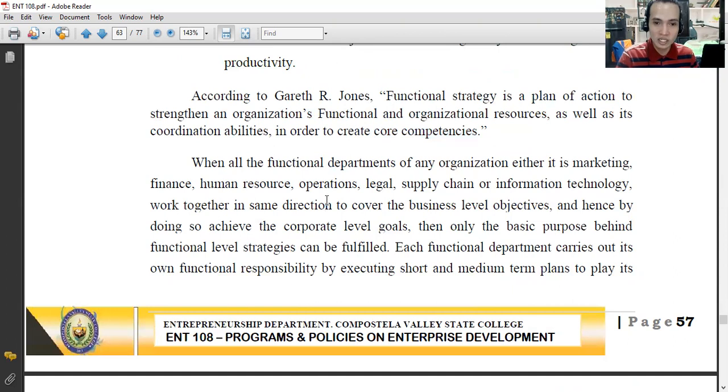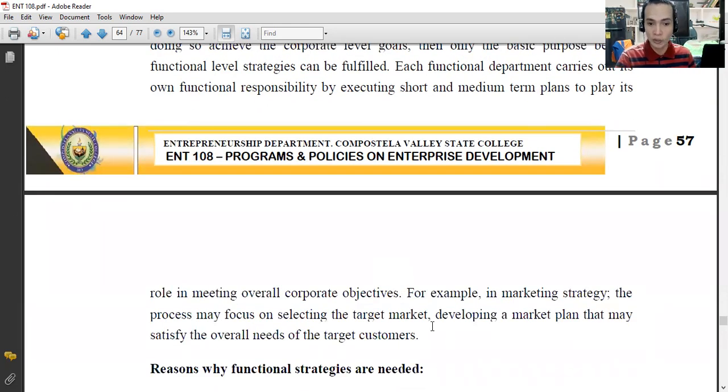So, when all functional departments of any organization, whether marketing, finance, human resource, operations, legal, supply chain, or information technology, work together in the same direction to cover the business level objectives, and by doing so achieve the corporate level goals, then the basic purpose behind functional level strategies can be fulfilled. Each functional department carries out its own functional responsibility by executing short and medium-term plans to play its role in meeting overall corporate objectives.